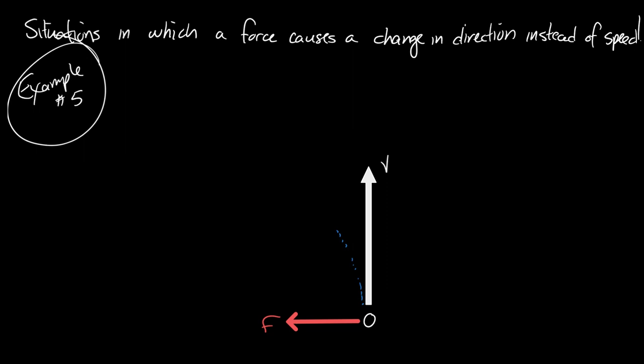Well, I'm sorry. Let me say this differently. This begins to change the direction, but it also begins to change the speed as it adds a component of velocity in this direction. So if I want to only change the direction, I'm going to have to, when I make it over to here, make sure the force stays perpendicular to the velocity.